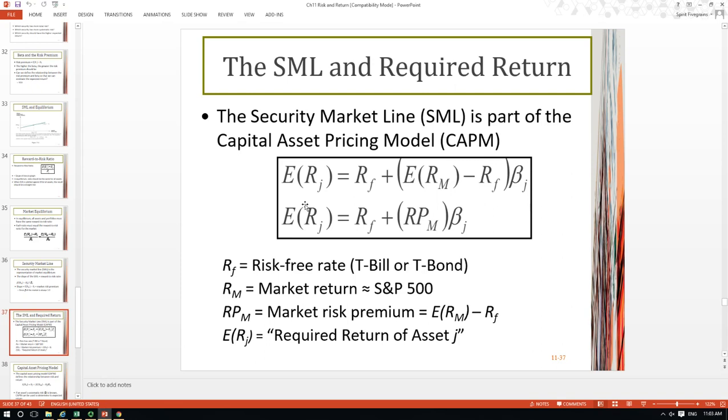And practically we use the S&P 500 stock market index as a proxy for market return. And RPM is the market risk premium, which is equal to expected market return minus the risk-free rate. And then ERi, once again, is the required rate of return for an individual asset, or expected return for an individual asset.